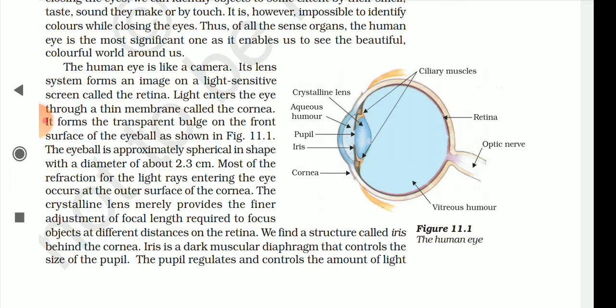Now we have also seen reflection and refraction, two modes of light. So most of the refraction for the light rays entering the eye occurs at the outer surface of the cornea. So where does the refraction of light take place? It occurs on the outer surface of the cornea. The crystalline lens merely provides the finer adjustment of the focal length required to focus objects at different distances on the retina.